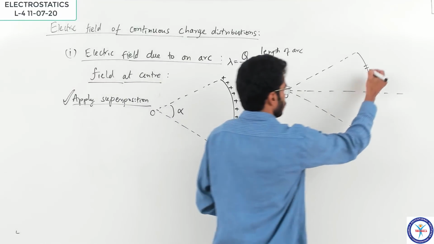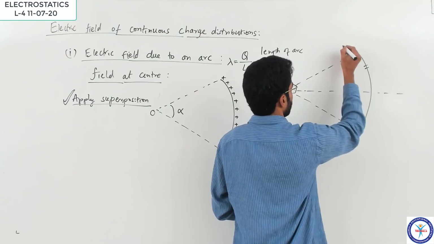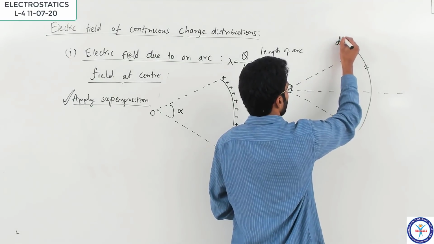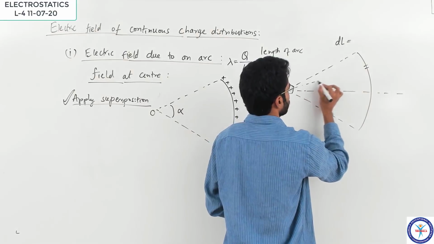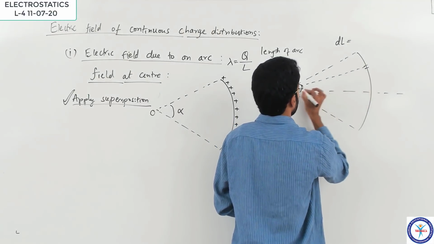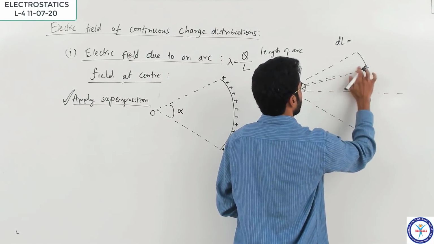Now if you take a small portion of length dl, dl can be calculated using the length of arc formula.